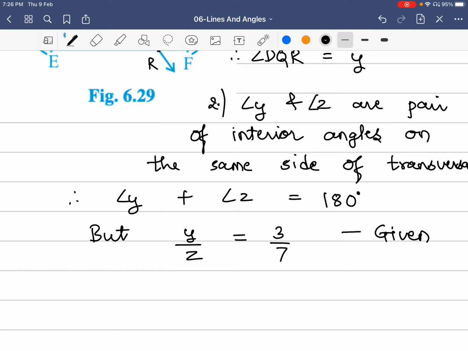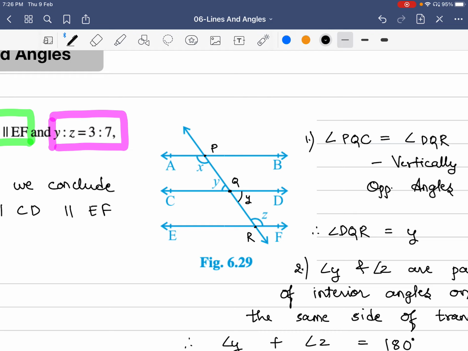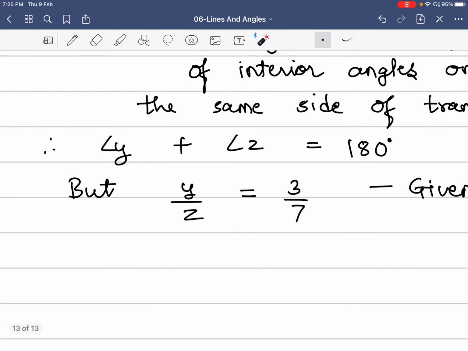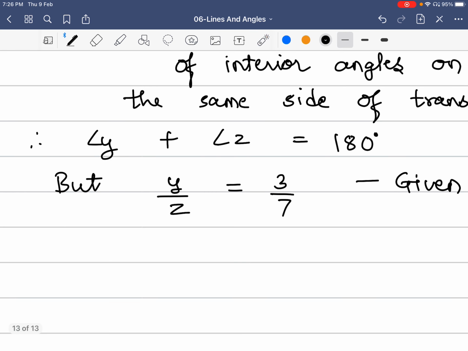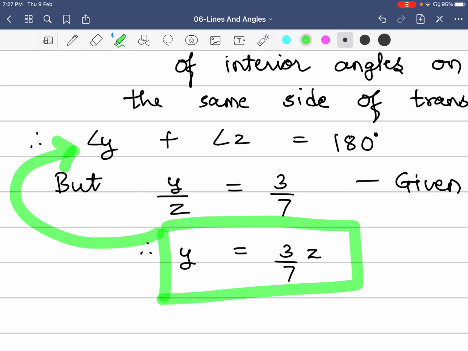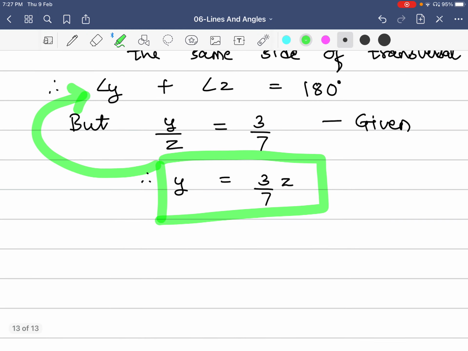Y is to Z is 3 by 7. Let's confirm it. Yes, here it is: Y is to Z is 3 is to 7. Therefore I can say Y will be equal to 3 by 7 times Z. I am multiplying both sides of the equation by Z, so this Z will get cancelled out and I'll get Y equal to 3 by 7 Z. I'm going to substitute this in this equation. Let's see what happens after substitution.